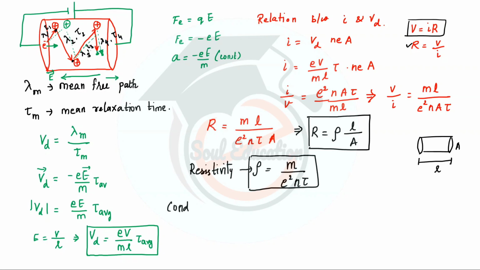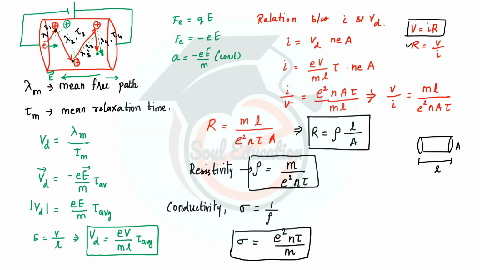Now the formula for conductivity: conductivity sigma is equal to 1 by rho, the reciprocal of resistivity. Then sigma is equal to e square n tau by m. These are the standard results, they can ask directly in your examination. There are many chances of direct questions, so note it down. Mobility, I already told you, is mu, which is equal to drift velocity per unit electric field. That is called my mobility.